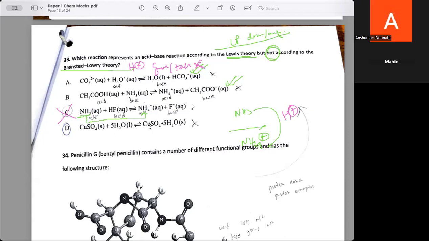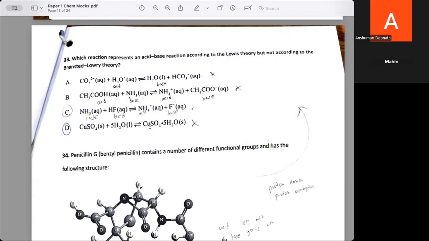Now tell me, what is Bronsted theory? Proton donors or acceptors, right? Acceptors. So wherever you're seeing that transfer of proton happening, that reaction will not be there because it is not according to the theory. Clear? Did you get my point? Understood. Please ask me any questions.